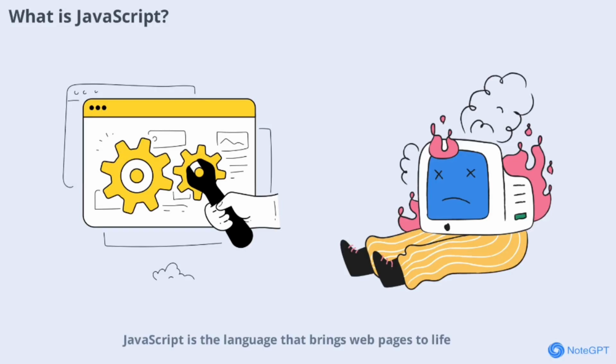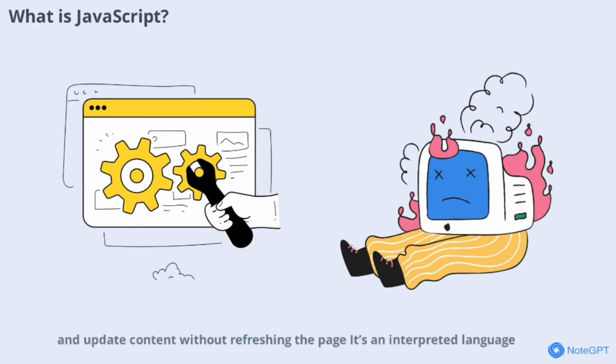JavaScript is the language that brings web pages to life. Initially created to make websites interactive, JavaScript is now used not only in browsers but also on servers with environments like Node.js. Its key strengths are its ease of learning and the fact that it runs directly in the browser, no special setup required. With JavaScript, you can validate forms, create animations, and update content without refreshing the page.